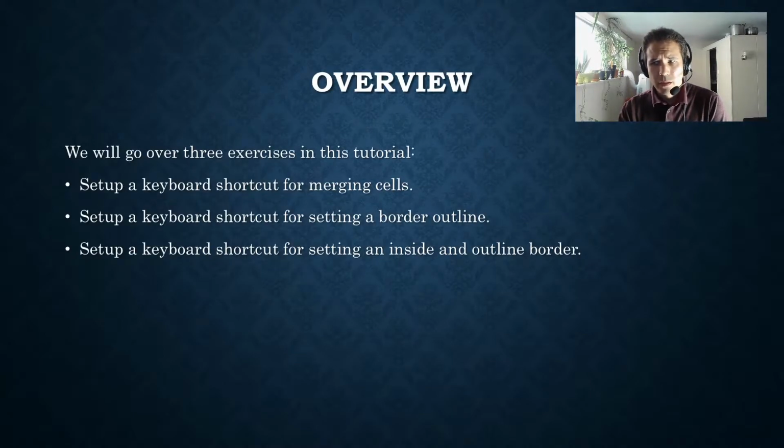looking at. So in this video, there's going to be 3 different exercises we're going to do. They're all very similar. So we're basically just setting up keyboard shortcuts, and I'm going to set up keyboard shortcuts for merging cells, for setting a border outline, and for setting an inside and outline border outline.